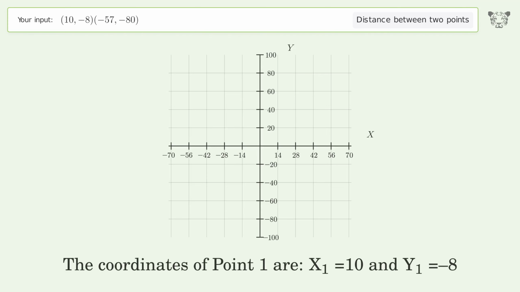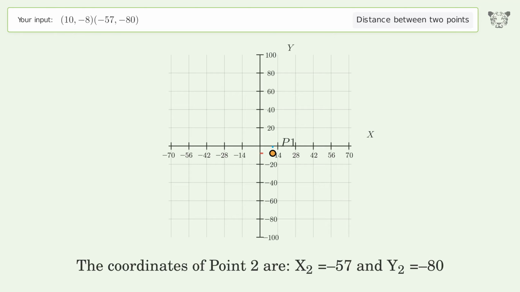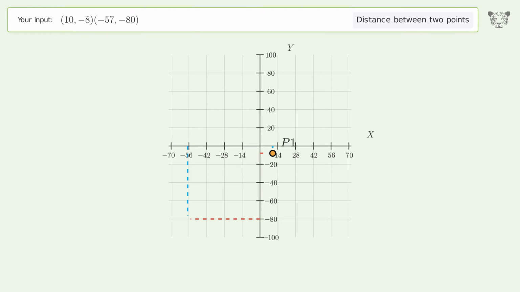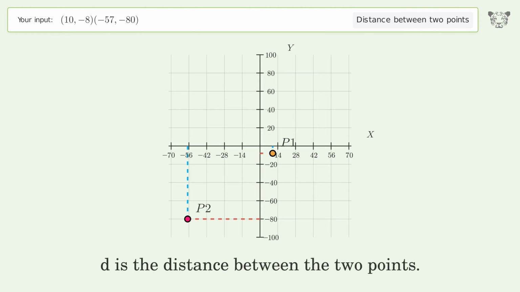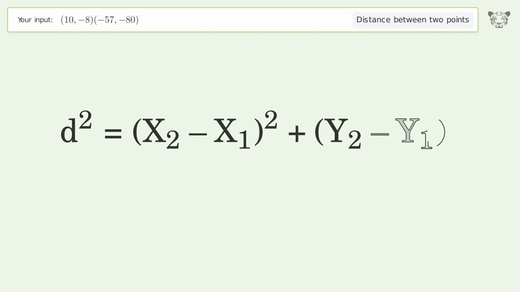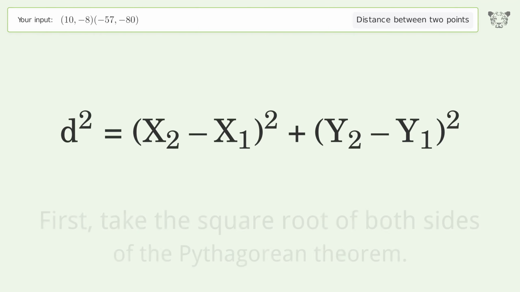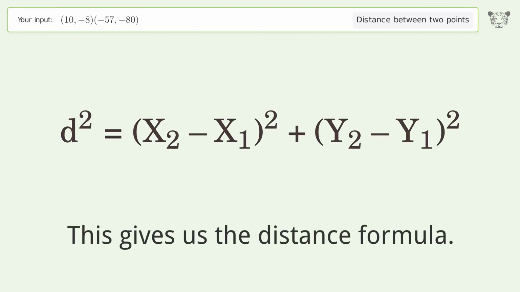The coordinates of point 1 are x1 equals 10 and y1 equals -8. The coordinates of point 2 are x2 equals -57 and y2 equals -80. D is the distance between the 2 points. First, take the square root of both sides of the Pythagorean theorem. This gives us the distance formula.